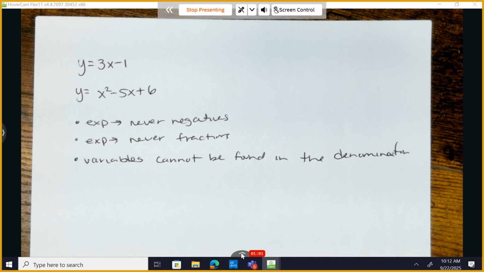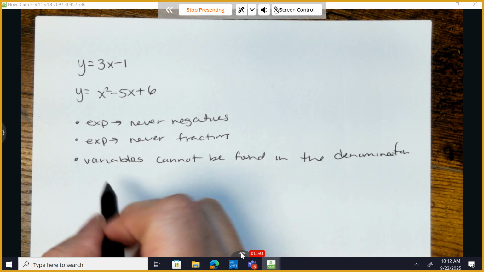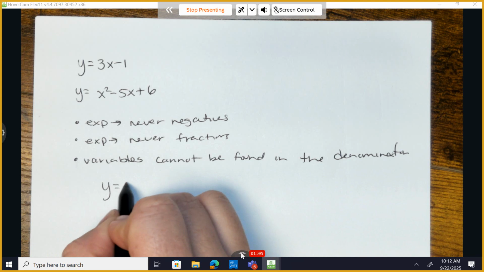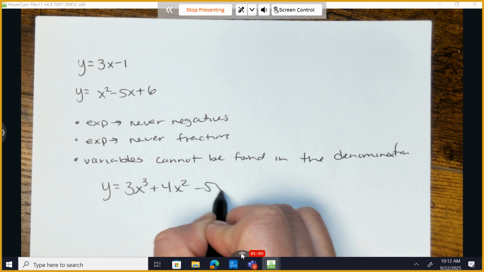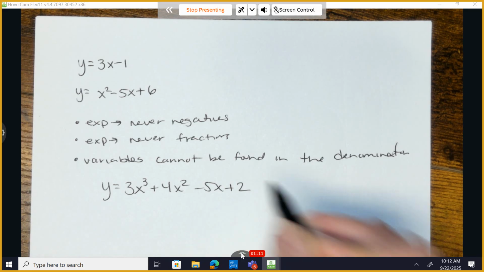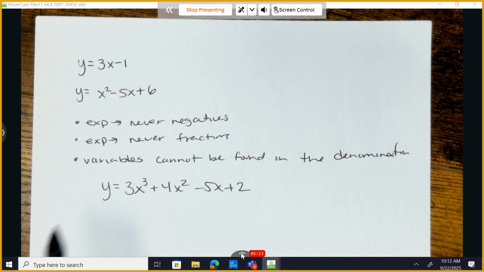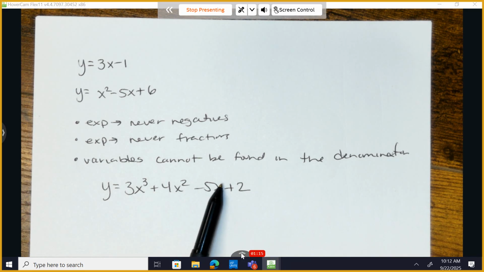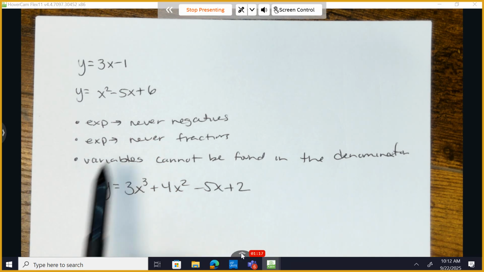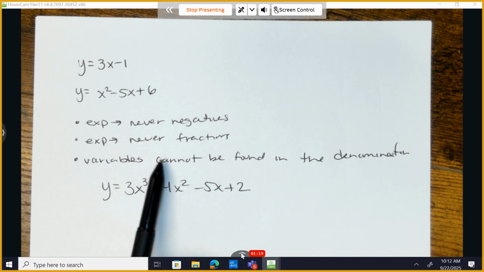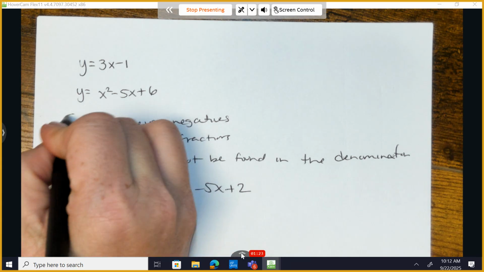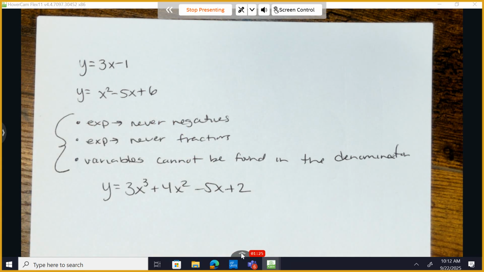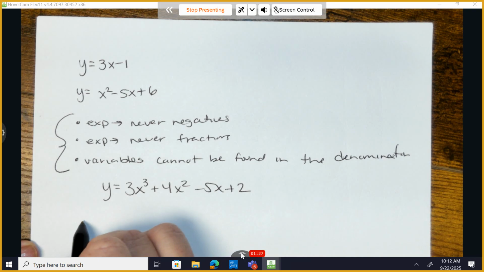So I'm going to write down an example of a polynomial. Y equals 3x to the third plus 4x squared minus 5x plus 2. That's an example of a polynomial. When I look at the exponents, they are not negative, they are not fractions, and there are no variables in the denominator. Sometimes for students, seeing an example of what it can't be helps them. So I'm going to do that right now.